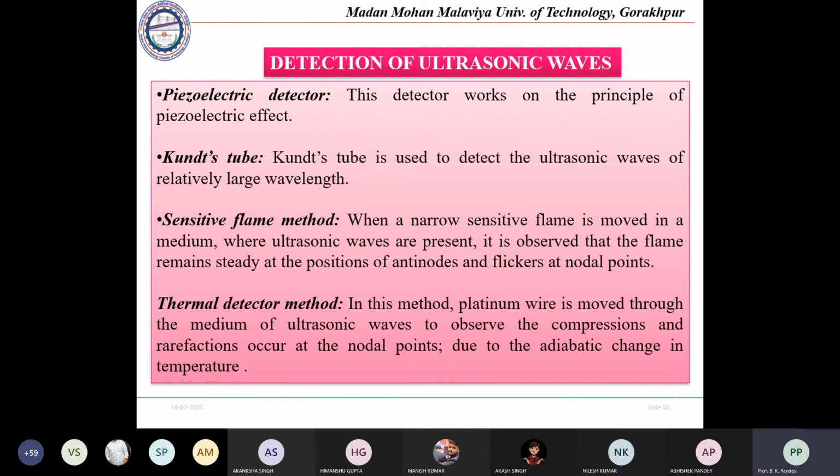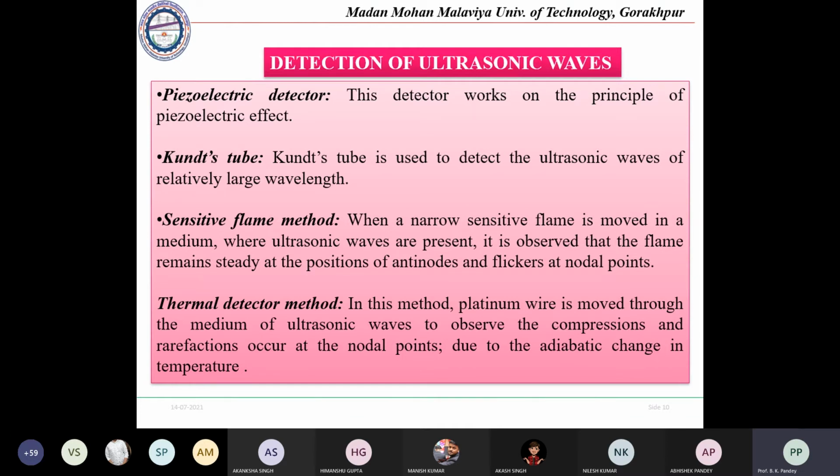Sensitive flame method. When the narrow sensitive flame is moved in a medium where the ultrasonic waves are present, it is observed that the flame remains steady at the position of antinodes and flickers at the position of the nodal points. तो नोड और एंटी नोड में उस फ्लेम की सिचुएशन को देख करके हम ये जान लेते हैं कि what is the wavelength of that, and accordingly what is the frequency of the same.